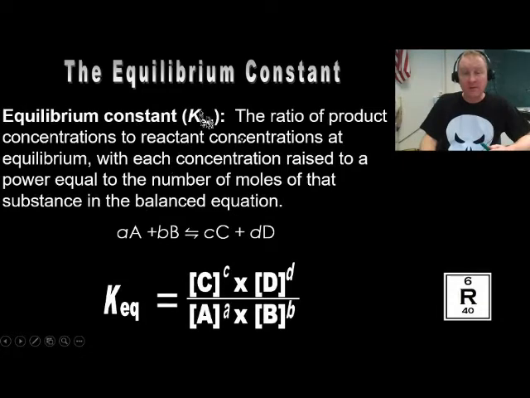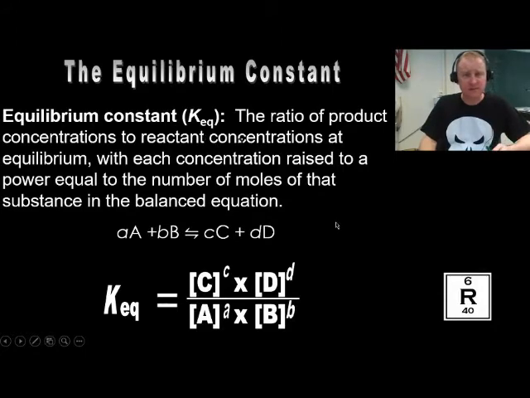So the equilibrium expression is the ratio of products' concentration, remember these brackets represent concentration, so we're talking about molarity, to the reactant concentrations. Notice that the products are in the numerator, and the reactants are the denominator. So we're going to say the concentration of C times the concentration of D, each raised to its power, if there are any numbers here, divided by the concentration of A raised to the a power and the concentration of B raised to the b power. This is the setup for determining the equilibrium constant.